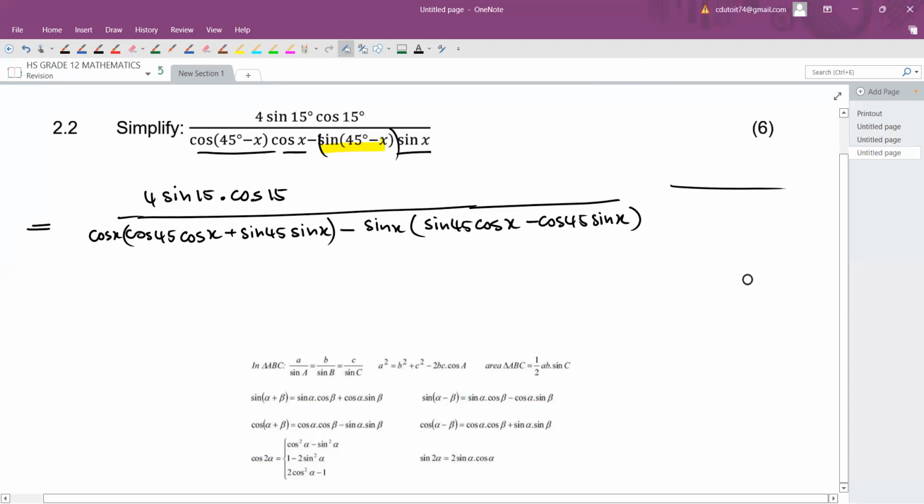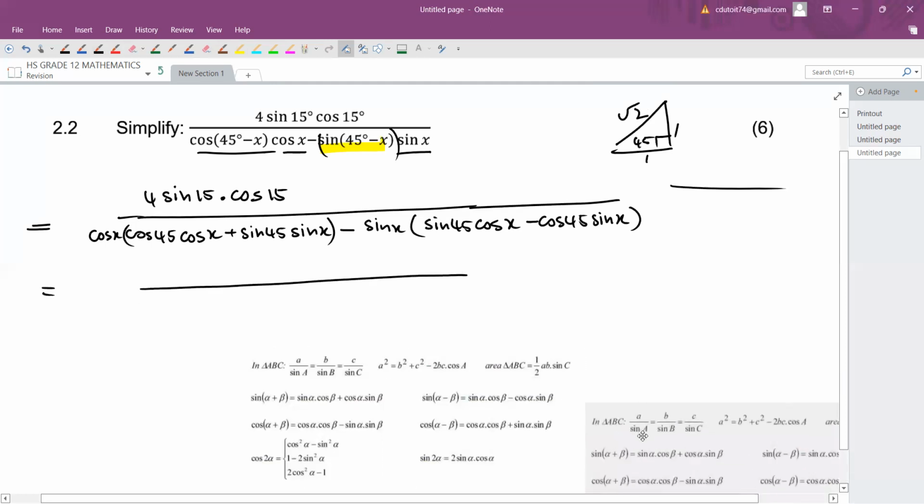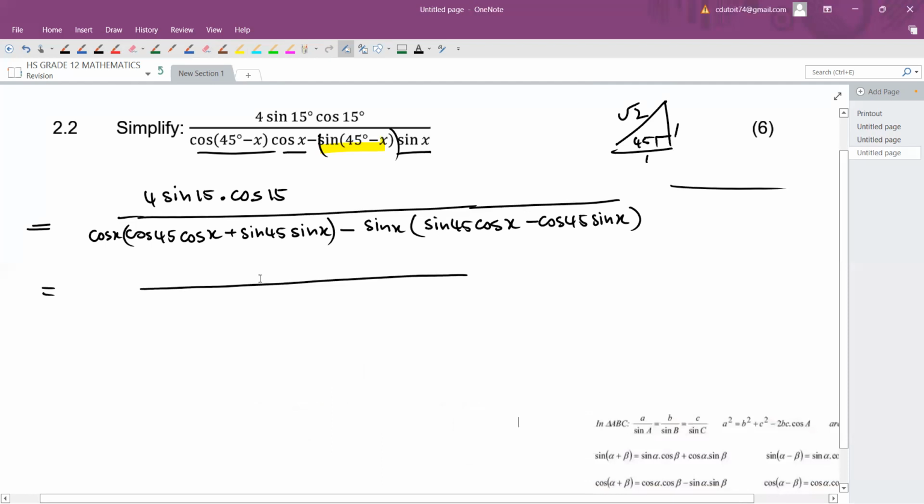It's not difficult because I have a triangle for 45-degree angles, which is 1, 1, root 2. So who can tell me what I can do? I'm going to make this small, take this away now because we don't need it now. What can I do with the top bit? I can say 4 is 2 times 2 sin 15 cos 15. Why? I want 2 sin x cos x because that's an identity.